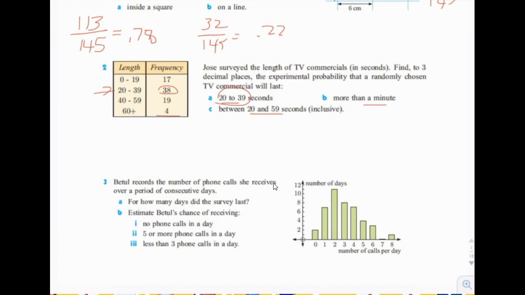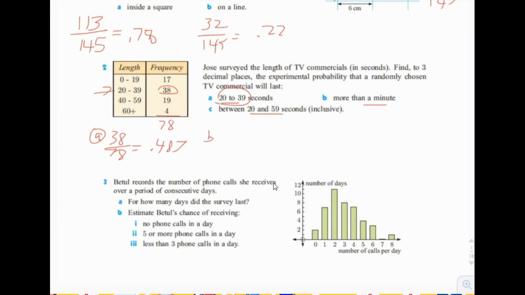So let's use the offline calculator. 17 plus 38 plus 19 plus 4, total of 78. So that would be, for A, 38 divided by 78. Let's divide that. We get 0.487. With three decimal places, we're going to get 0.487. Okay. What about B?